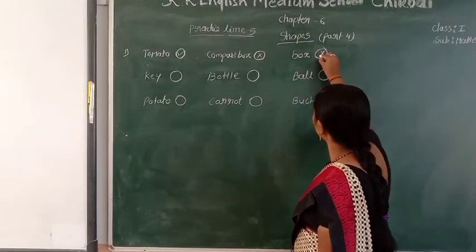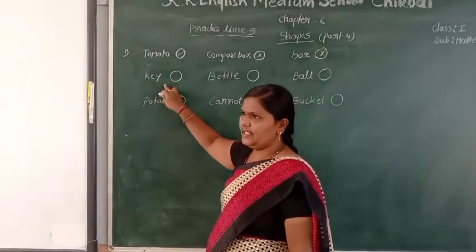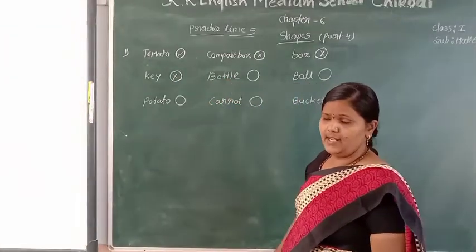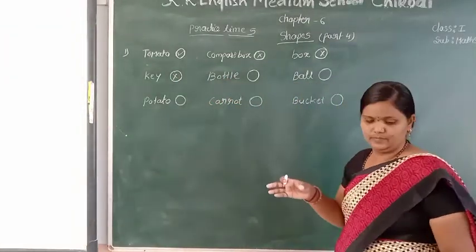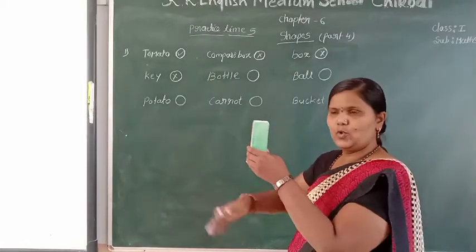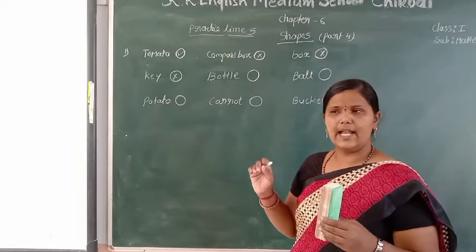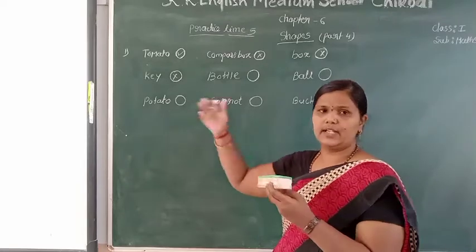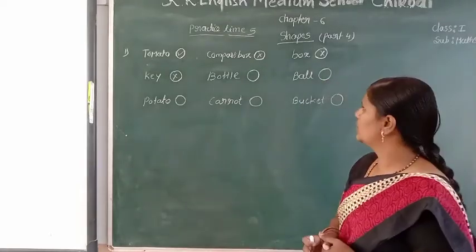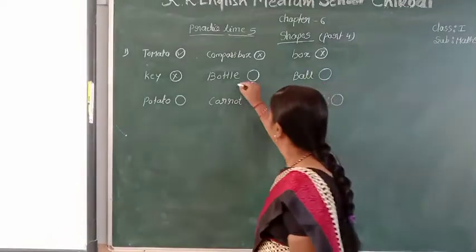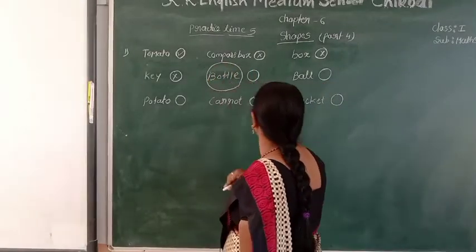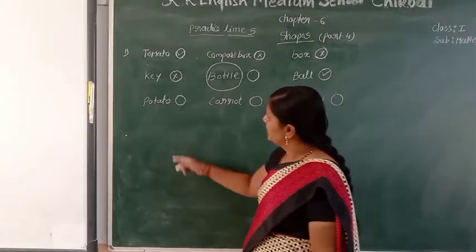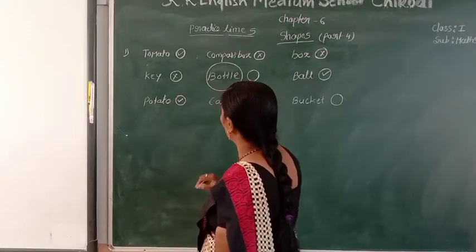Box, this is also sliding, so put a cross. Key, that is also sliding. Bottle, see here, water bottle. If you keep it like this and push, that bottle will slide. And if you keep it like this and push, it will roll. So the bottle can both roll and slide, so put a circle here. Next, ball is rolling, so put a right mark. Potato, this is also rolling.